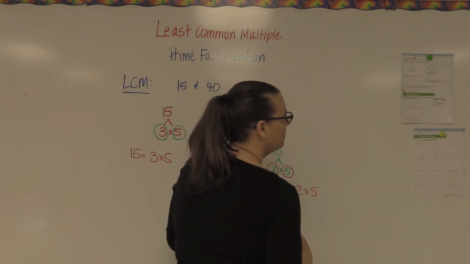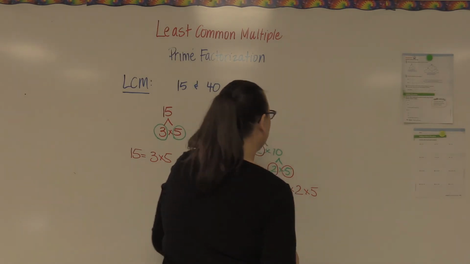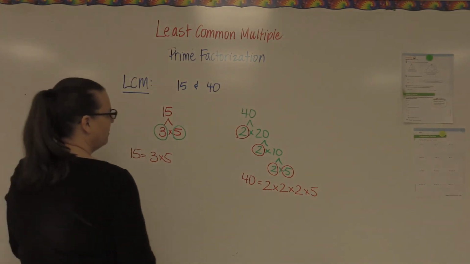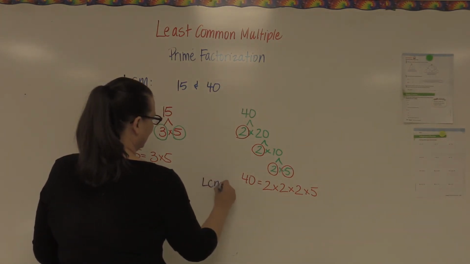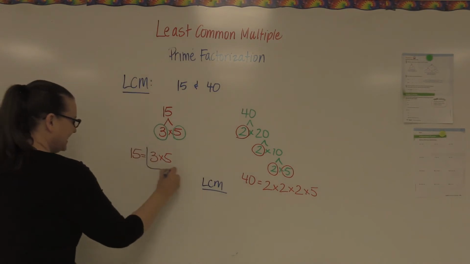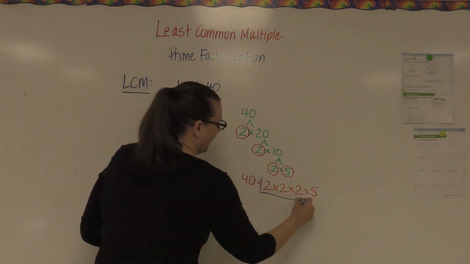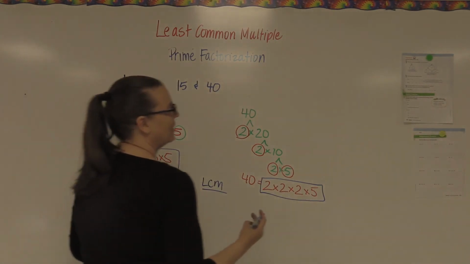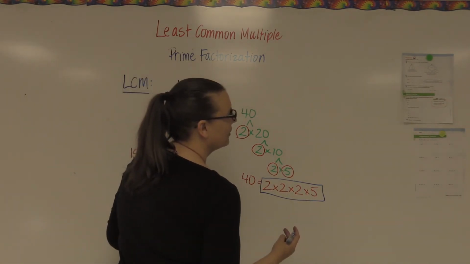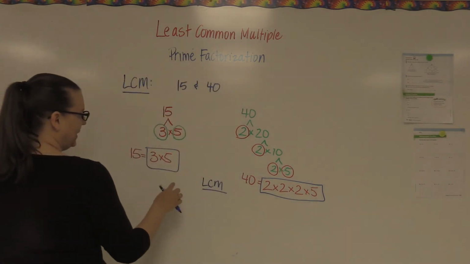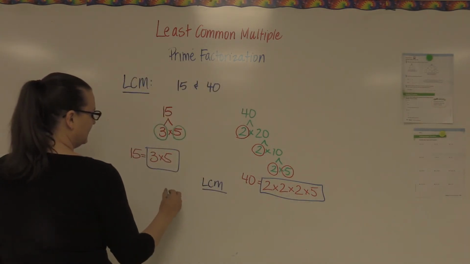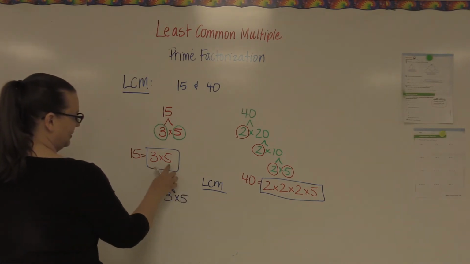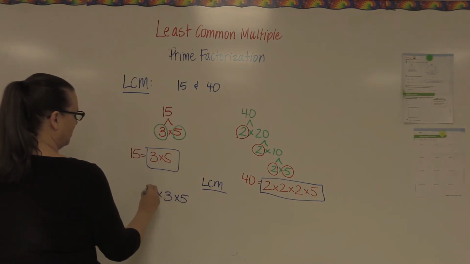So the least common multiple uses everything that we have here. Now we're going to take these two to find the least common multiple, LCM. We're going to take this, and we're going to write them together. Okay, it's what they share. So we have 3 times 5. I'm going to put this in order.